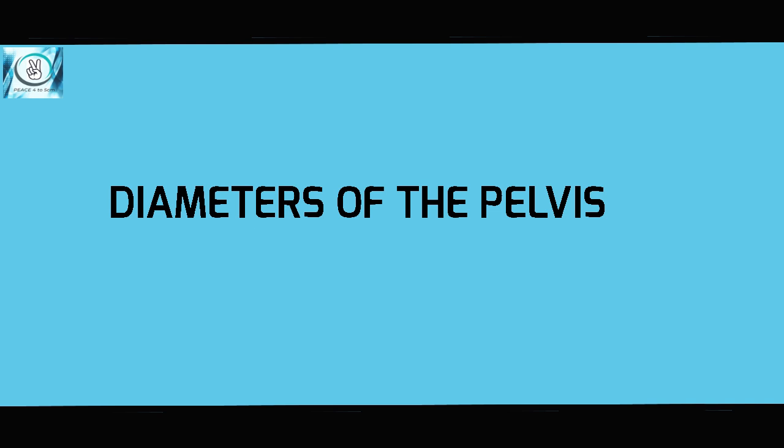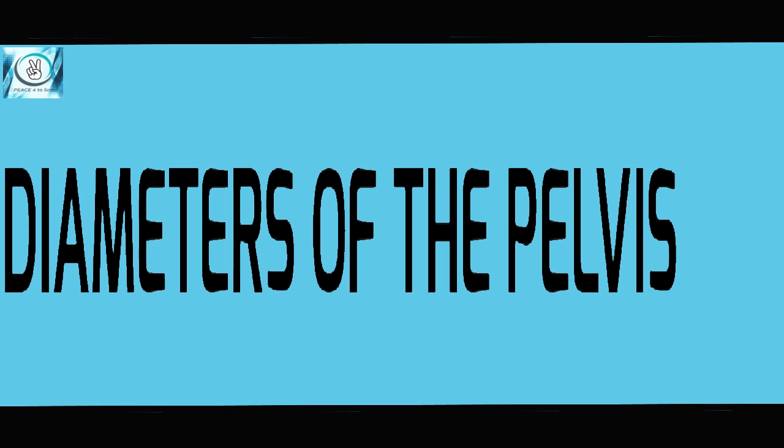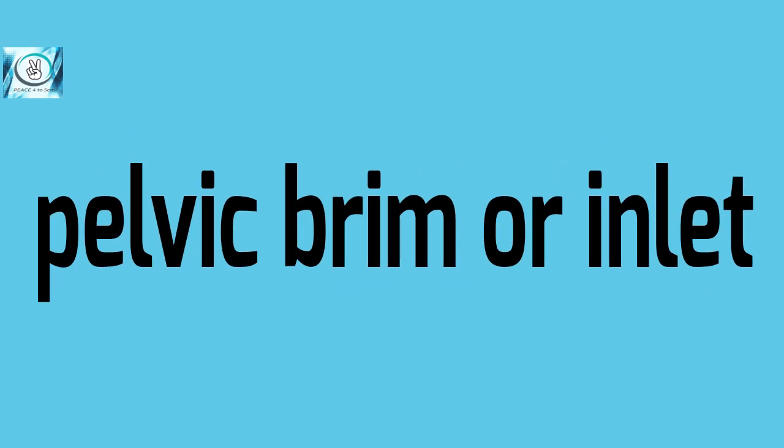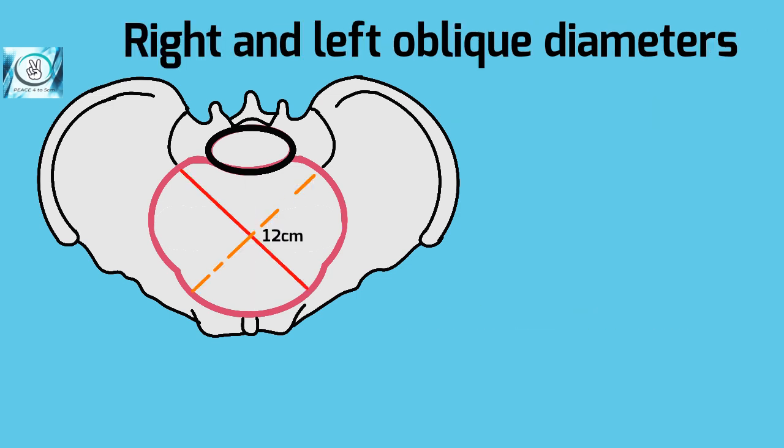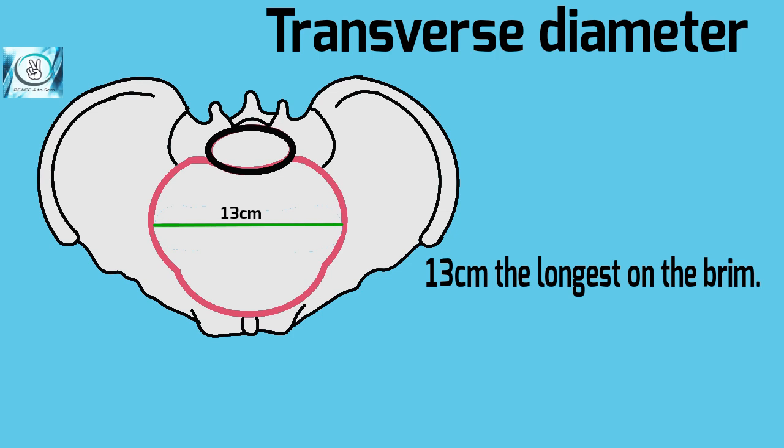Now we're going to look at the diameters on the brim, cavity, and outlet of the pelvis. Starting with the brim, the anteroposterior diameter measures 11 centimeters from the symphysis pubis to the sacral promontory. The oblique diameter measures 12 centimeters from the iliopectineal eminence to the sacroiliac joint on the opposite side. The transverse diameter measures 13 centimeters across.